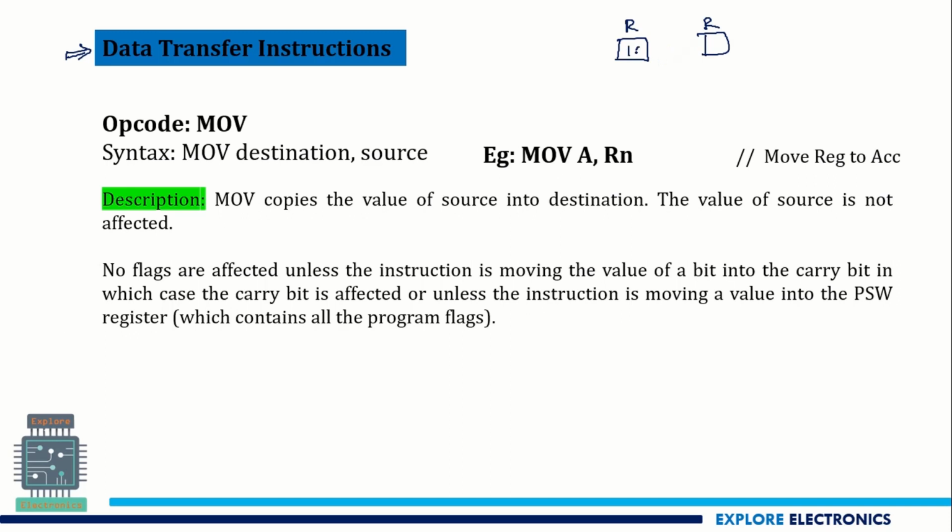Suppose we have a data 10 here in R0 and in R1 we need this 10. Then we are going to use the MOV instruction to transfer this data to the other register like this. If you look at the opcode here, MOV is the opcode we are going to use. With MOV we need to use the destination first, comma, source.